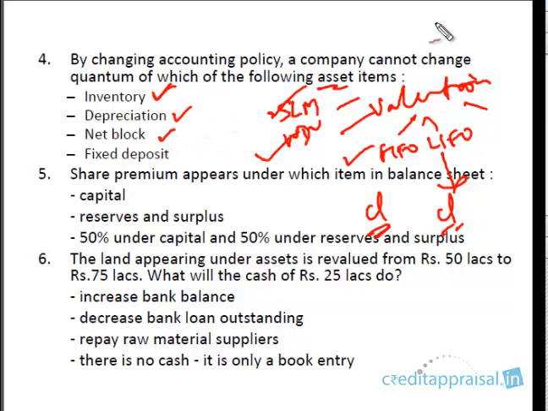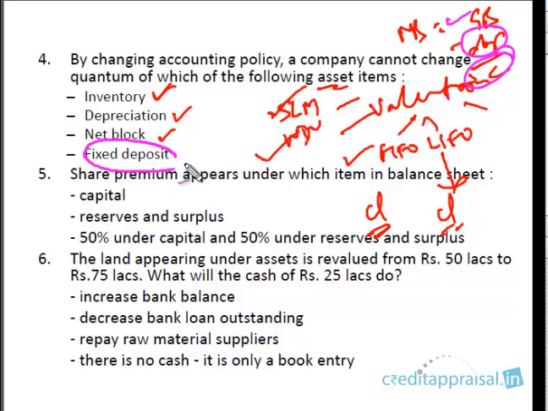Net block, obviously. Net block is nothing but gross block minus depreciation. Gross block will always remain the same, right? That's not going to change. But depreciation, as we just discussed, is going to change based on the method of calculation. So obviously you can affect net block by following a different method of depreciation. So this can also change, right? So the item that cannot change is fixed deposit.